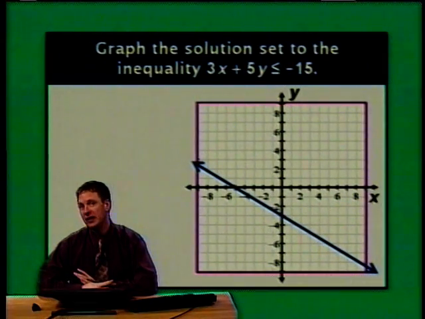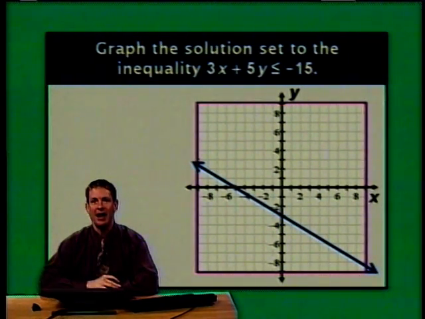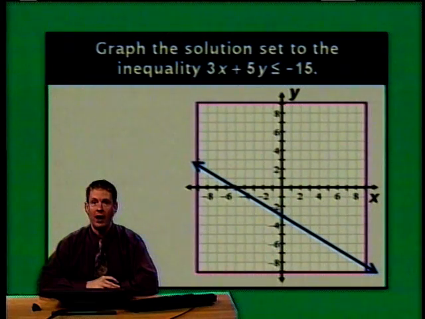Now I'm going to both do this in my head and write it out, because I want to make sure you have the method down, but also because I want to encourage you to do some of the thinking in your head. When x is 0 and y is 0, the left side of the inequality is 0 plus 0, which is 0. So we're left with the inequality 0 is less than or equal to negative 15. That is not a true statement.